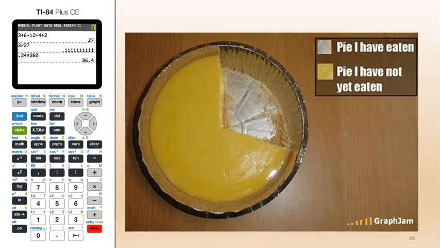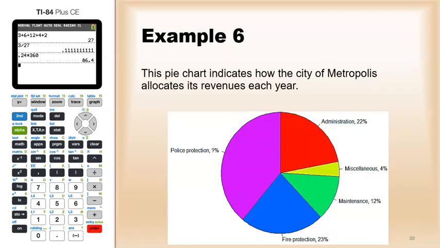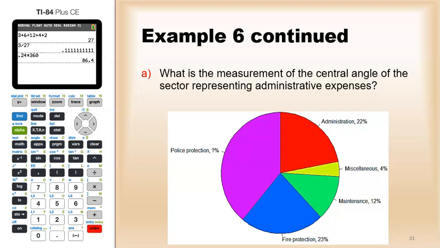All right, here's another pie chart for you. Now for this one, this pie chart indicates how the city Metropolis allocates its revenues each year. We see administration, 22%, miscellaneous is 4%, maintenance, 12%, fire protection, 23%, and some unknown percent for police protection. What is the measurement of the central angle of the sector representing administrative expenses? Well, that's 22% of 360, which is 79.2 degrees.